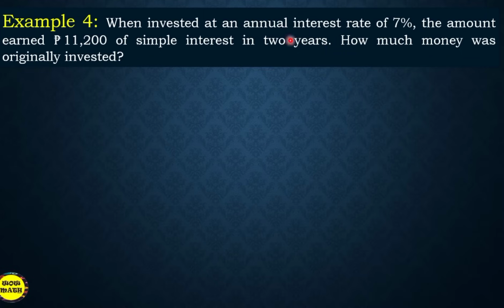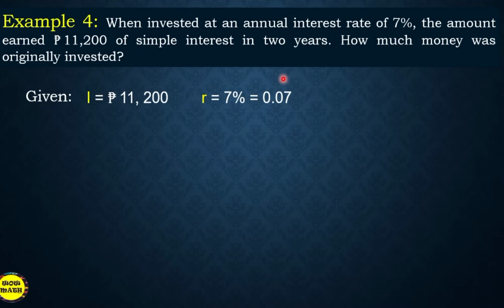So, when invested an annual interest rate of 7%, so ito na yung rate natin, the amount earned, so ito yung kinita o tinubo, no? 11,200. So, ano yon? That is the interest. And then, this is time. So, ano yung mga given natin? So, the interest amount is 11,200 pesos. Yung rate natin is 7% or 0.07. And then, time is 2 years. So, anong hinahanap natin? How much money was originally invested or that is the principal amount. So, principal amount ang hinahanap.